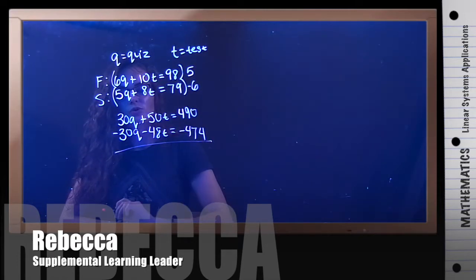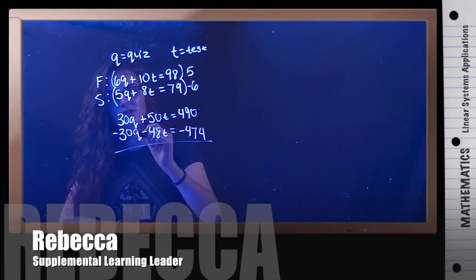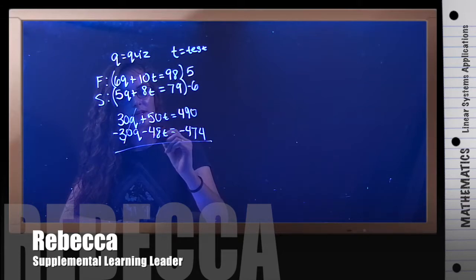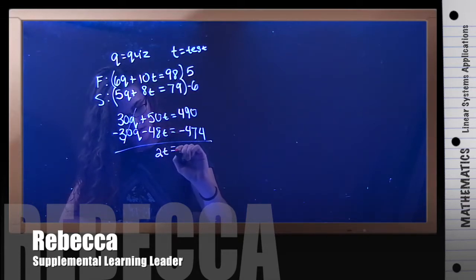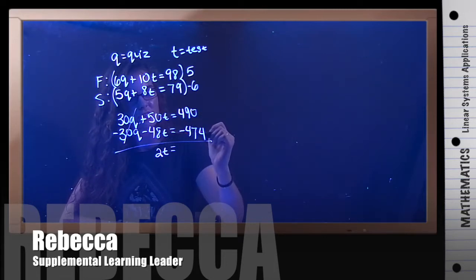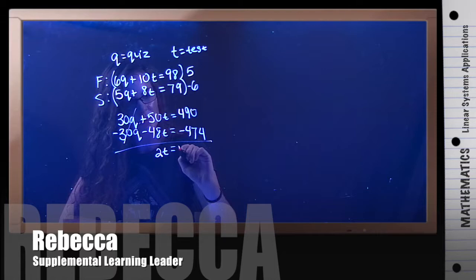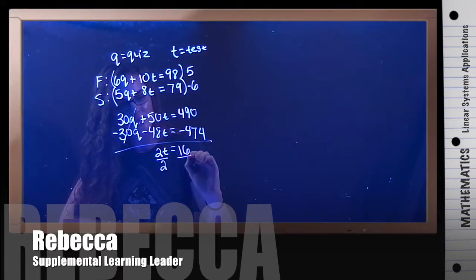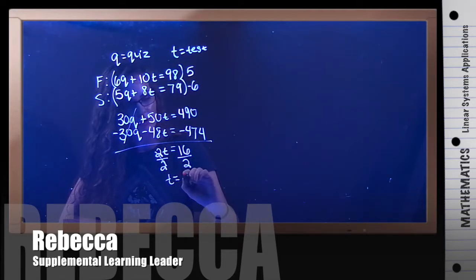Now I'm going to add those 2 equations together. 30Q minus 30Q will just cancel out. 50T minus 48T gives us 2T, and 490 minus 474 gives us 16. Now to isolate T, you just have to divide by 2. So test questions are all worth 8 points.